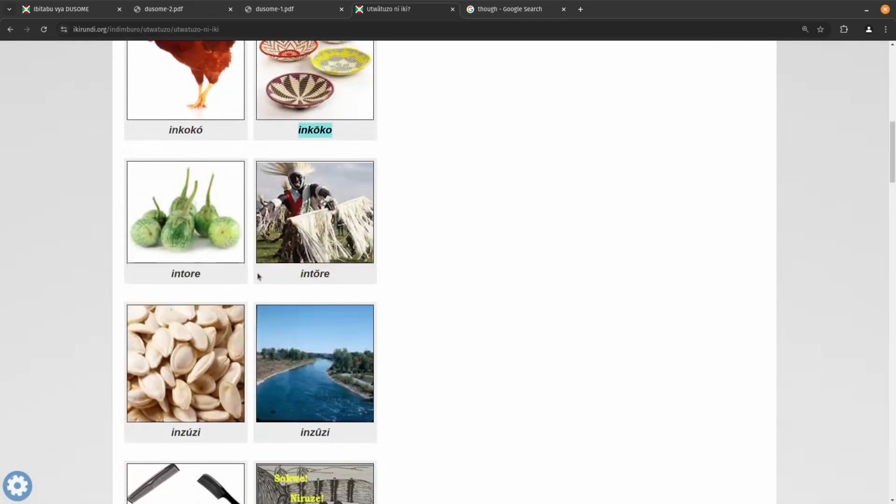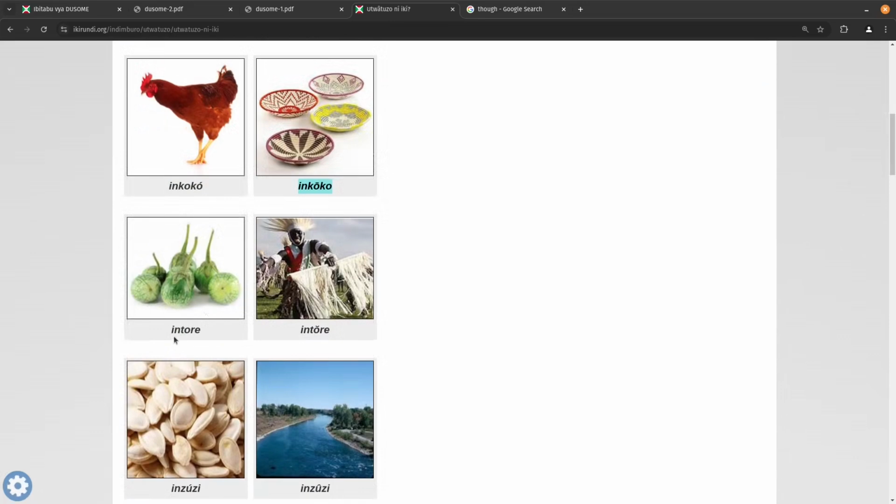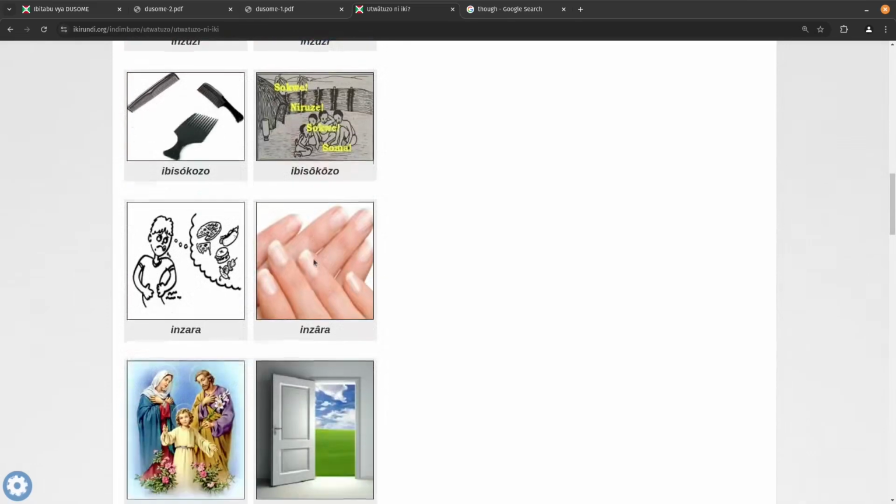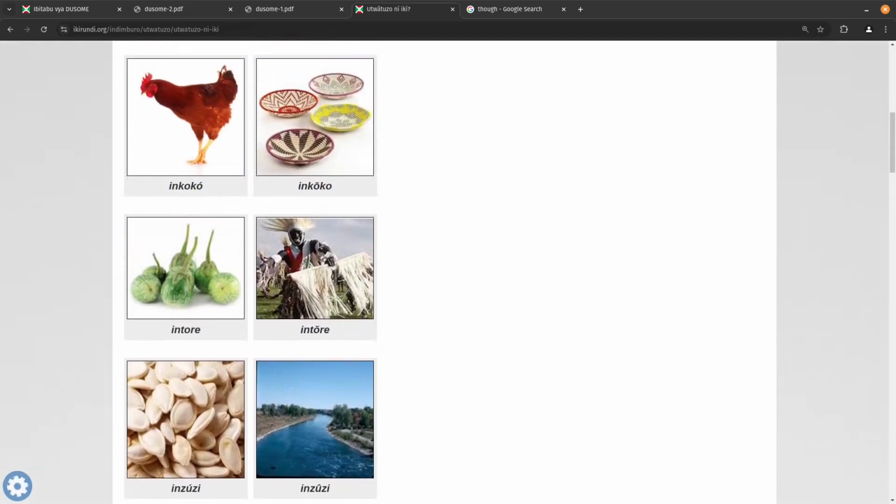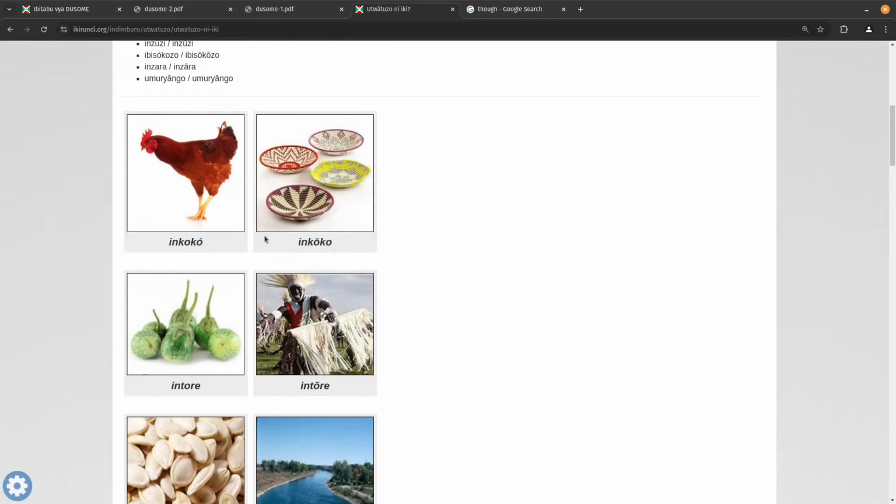Another example, inhore, this is something completely different than inhore, or traditional dancers. Another example is inzara, hunger, inzara, fingernails. So we can see that pronunciation is very important when you're speaking Kirundi.